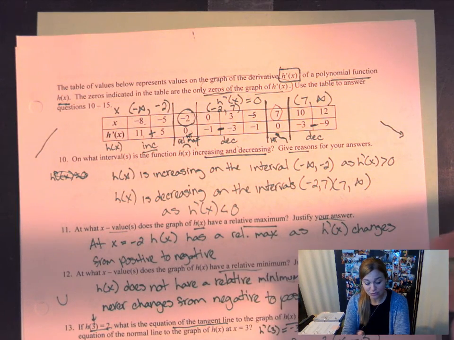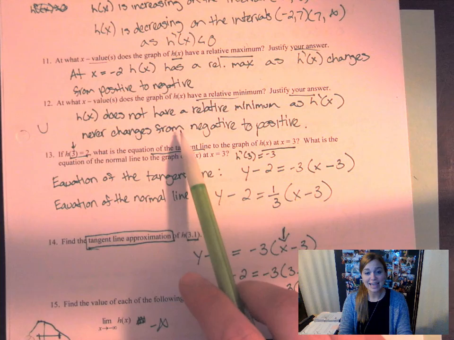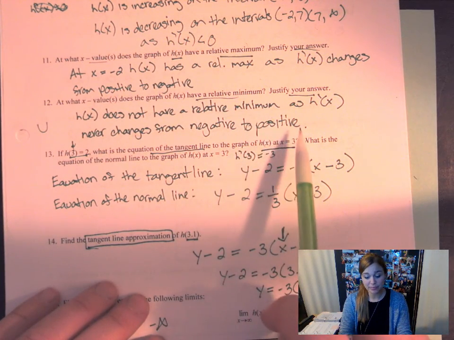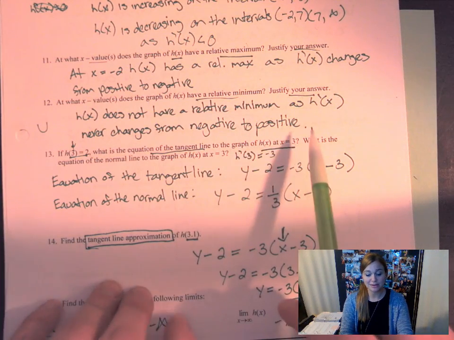Then the next one says relative minimum. This one's also important. If I look here, there's no place where my slope goes from negative to positive. So I'm just saying h of x does not have a relative minimum, but I'm still justifying my answer, as h prime never changes from negative to positive.